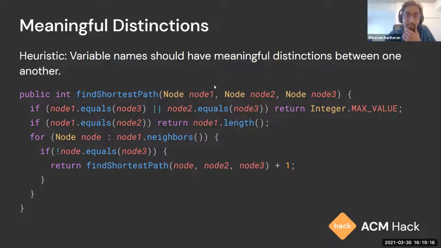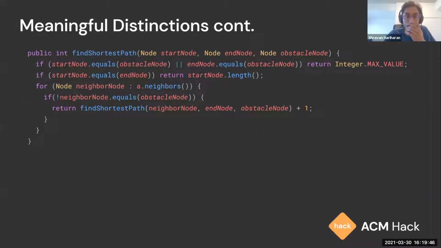If you can see the parameters, we have node 1, node 2, and node 3. And then you see, if node 1 equals node 3 or node 2 equals node 3, then we return an integer. But I don't know why I'm making that comparison. Or if node 1 equals node 2, then I return node 1 dot length. I can't tell what's going on because the variables don't have distinctions between one another. I know their type, they're nodes, because they're labeled as nodes, but I don't know that there's a distinction between one another.